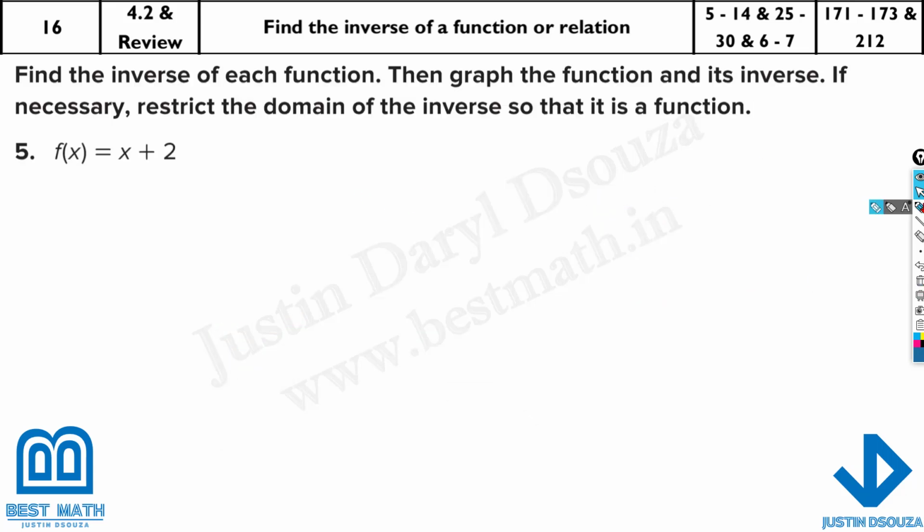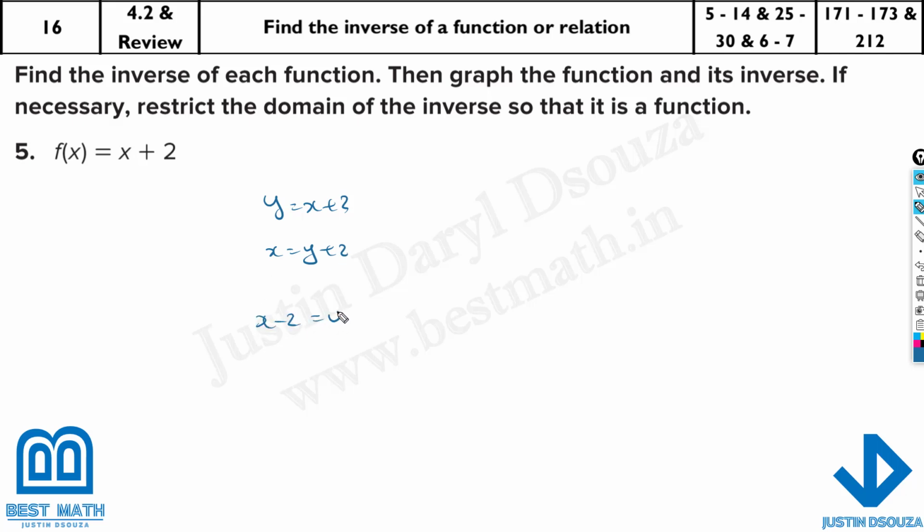Similarly, we will solve these problems, and they have asked to graph. Now, graphing can be done in more than one way. It's very easy to figure out the graphs. That's not a problem. Let's do the inverse of this. We have y is equal to x plus 2. So it'll be x is equal to y plus 2, and it goes to the other side.